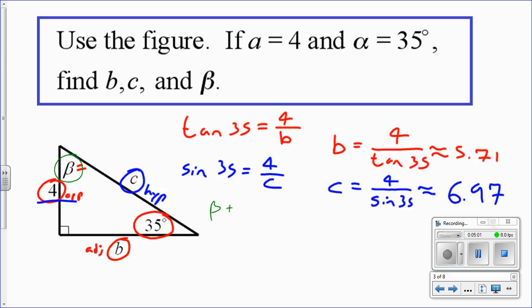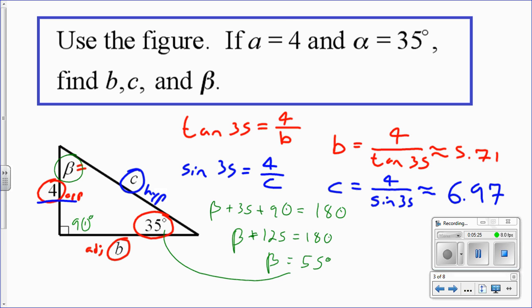beta plus 35. We know that a right angle is 90, plus 90 is equal to 180. Combine like terms, and I get beta plus 125 is equal to 180. So I'll get beta is equal to 55 degrees. Noticing that these are both complements. Okay, so we went ahead and solved for A, B, and C on that one.